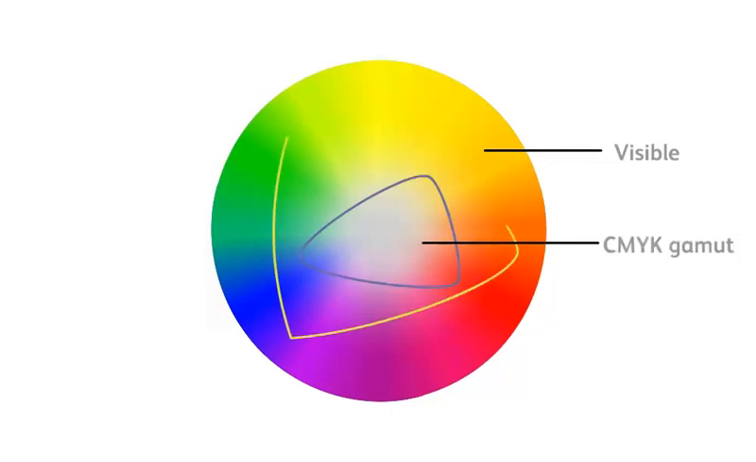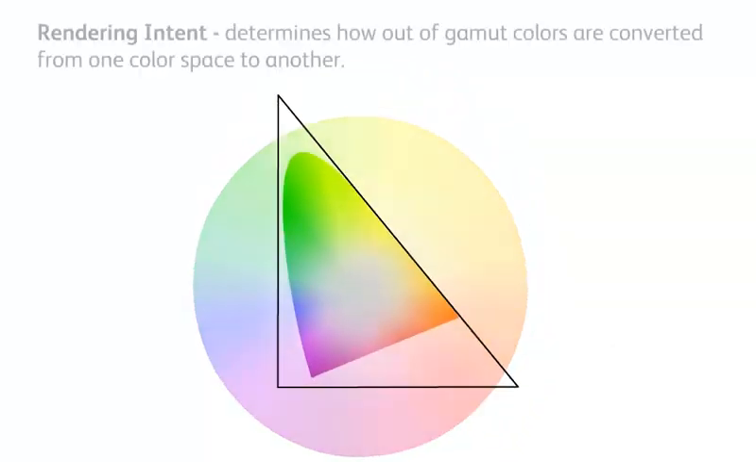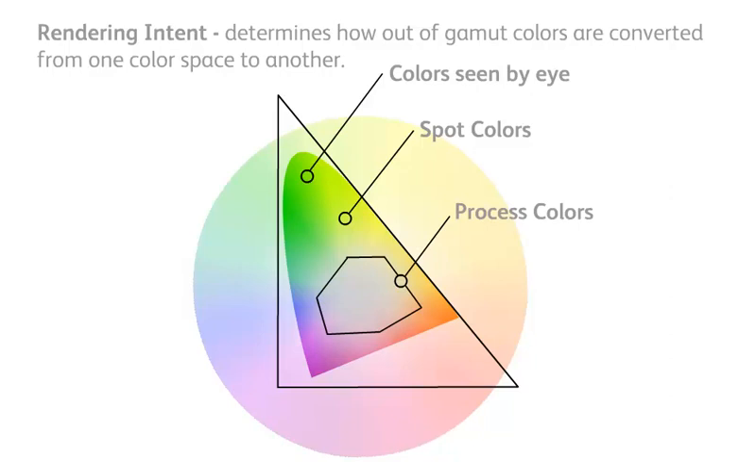Everything in the physical world that can either perceive or produce color has limitations in its ability to encompass the entire range of possible colors. Each device used in a print process has its own range of colors that it can produce, called a color gamut. The larger the gamut for a device, the more colors it can produce. Rendering intents determine how out-of-gamut colors are converted from one color space to another.